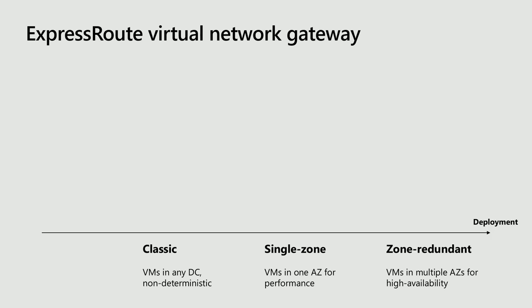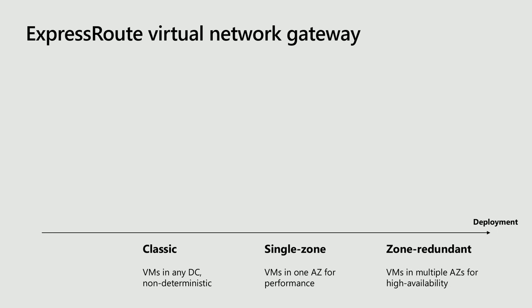Each gateway has multiple VMs, right? In the classic model, when you deploy this gateway, we will place these VMs in different DCs in the region, and the placement is not deterministic. The second one is you put all these VMs in the gateway in the same availability zone. So if your application is in AZ2, you can say I want to put my gateway in AZ2 as well, which will minimize the latency between your gateway and your application VMs.